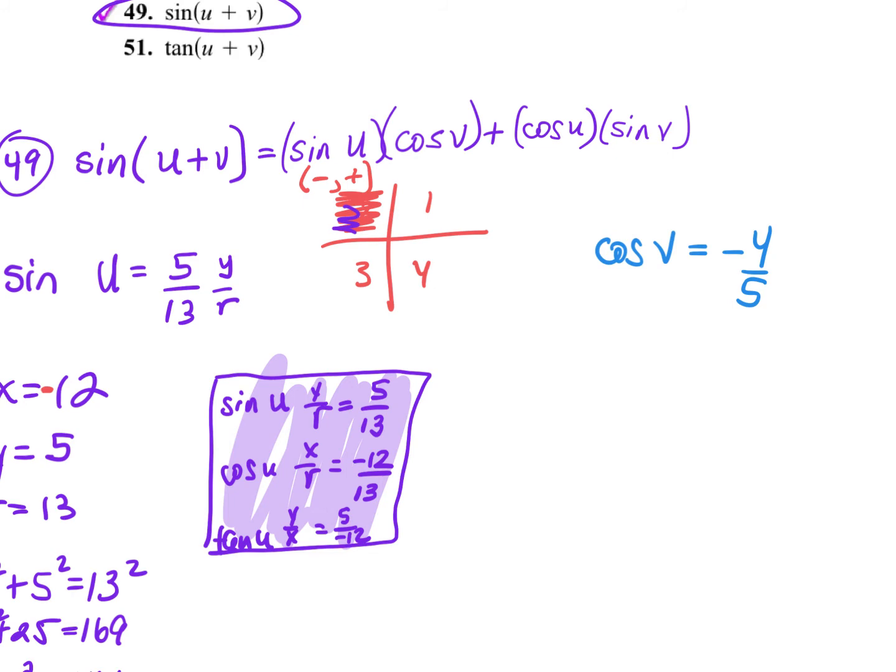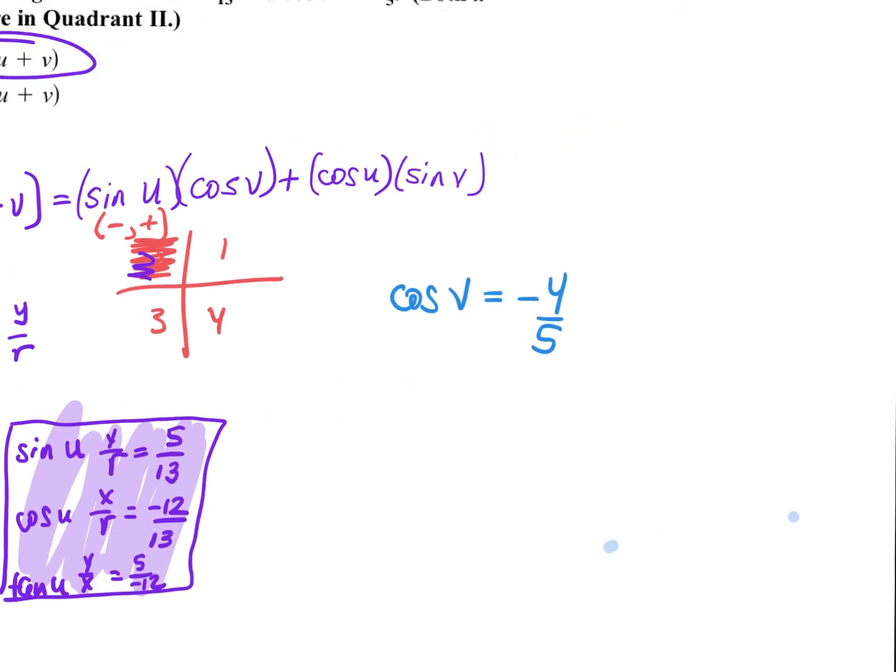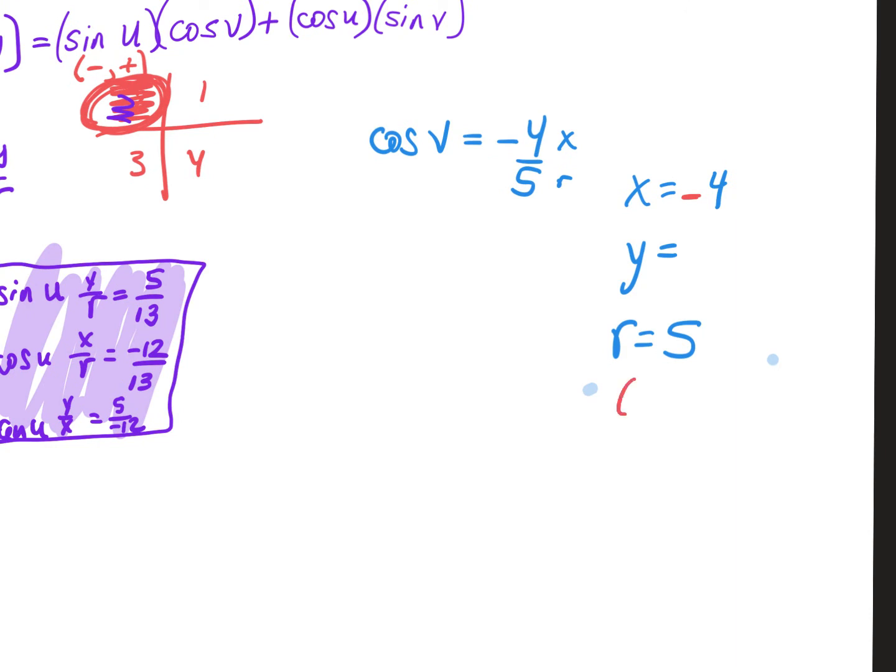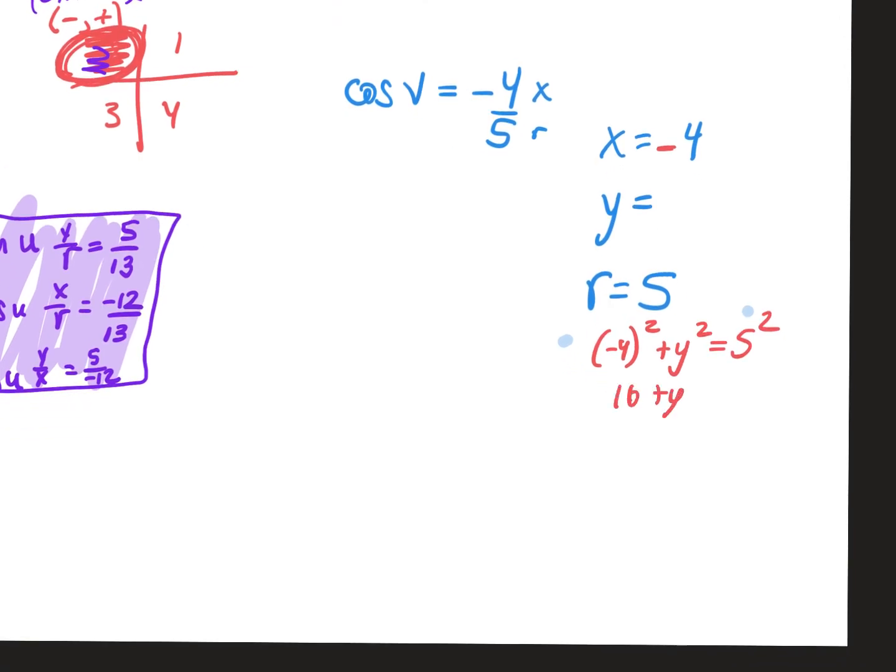Now I come over here, same exact thing. They're telling me the cosine, and cosine is x over r. So I have x equals 4, don't know what y equals, and r equals 5. I know that my x value is negative here for 2 reasons. One, because r can never be negative, so I know that negative goes with the 4. But they also told me at the beginning that my angle lies in quadrant 2, which means my x value is negative. So either way you look at it, your x needs to be negative. So x squared plus y squared equals r squared. 16 plus y squared equals 25. Y squared equals 9, so y equals 3.